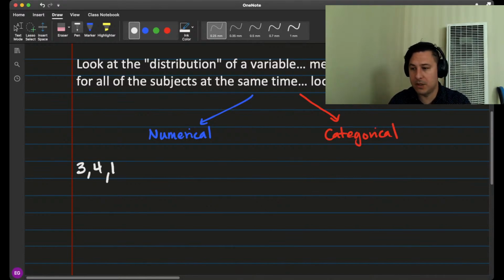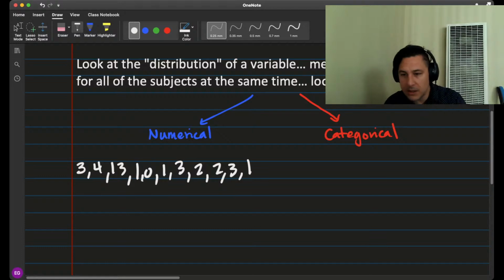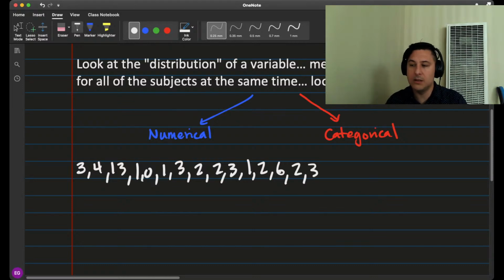3, 4, 1, 3, 1, 0, 1, 3. I'm assuming 22 is actually 2. 2, 2, 3, 1, 2, 6, 2, 3, 4. I'll put, for me, 6. Actually 5, my bad. Okay, cool, that's enough.